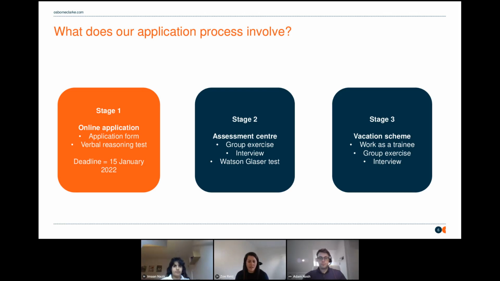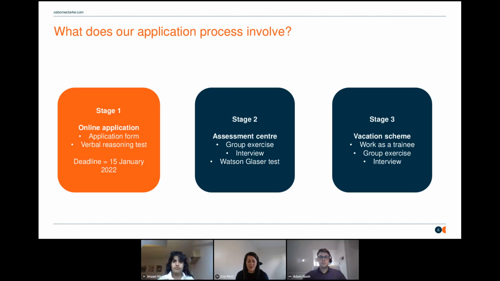We also have a third stage to our selection process. Whilst it's not mandatory to complete a vacation scheme with us, we do recruit really heavily through that process because we find it's a 2-way street. It allows you to really get under the skin of the firm and to experience life as a trainee solicitor, and for us to see how you work within our environment as well. That 2-week work experience placement normally takes place over the summer break, and as it says, gives you the opportunity to work as a trainee within our business.